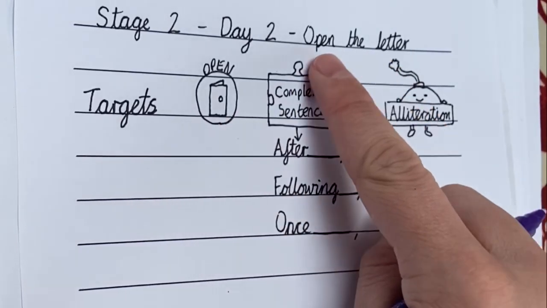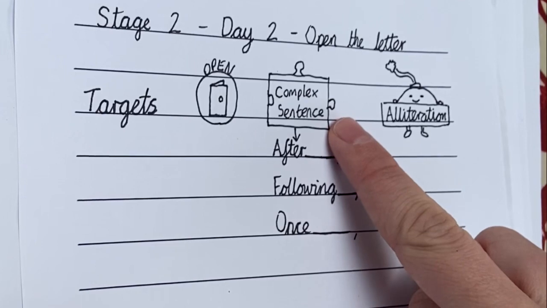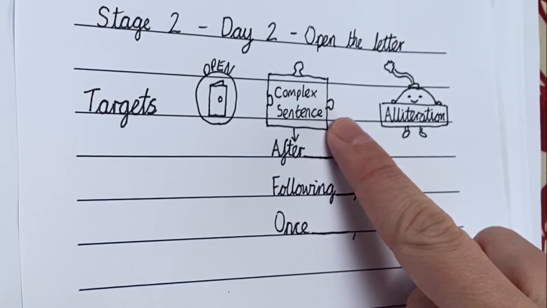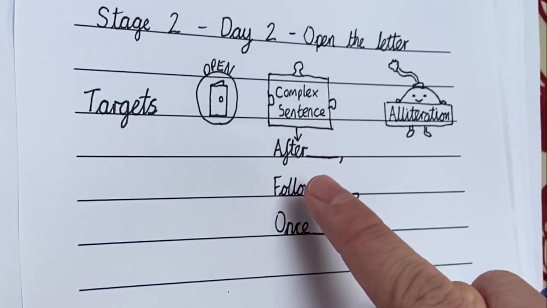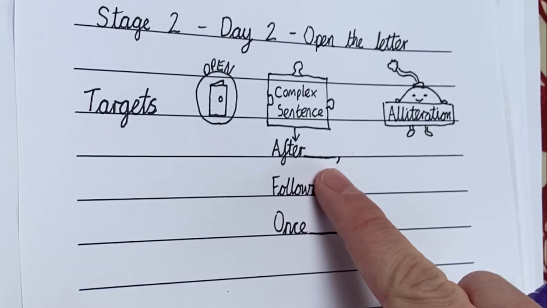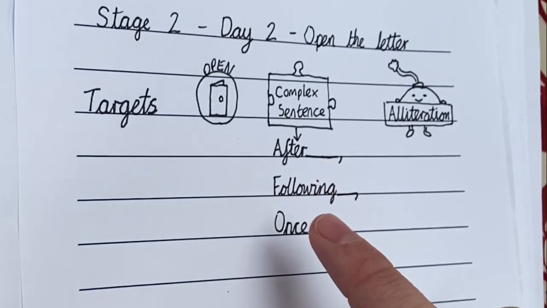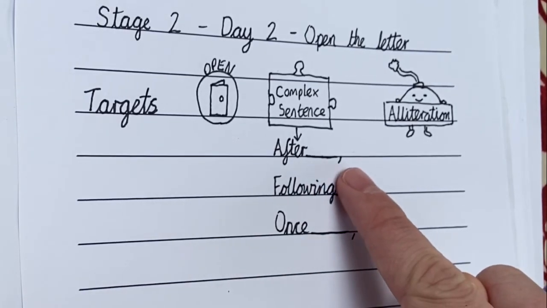Now in this opening the letter chunk, I've got two targets for you. And the first one is going to be to write a complex sentence. Now don't worry too much if you're not sure what one of those is. I've got three examples that will help you to be able to write one. So you could write a sentence starting with after. For example, after the coronavirus outbreak, we found ourselves in lockdown.